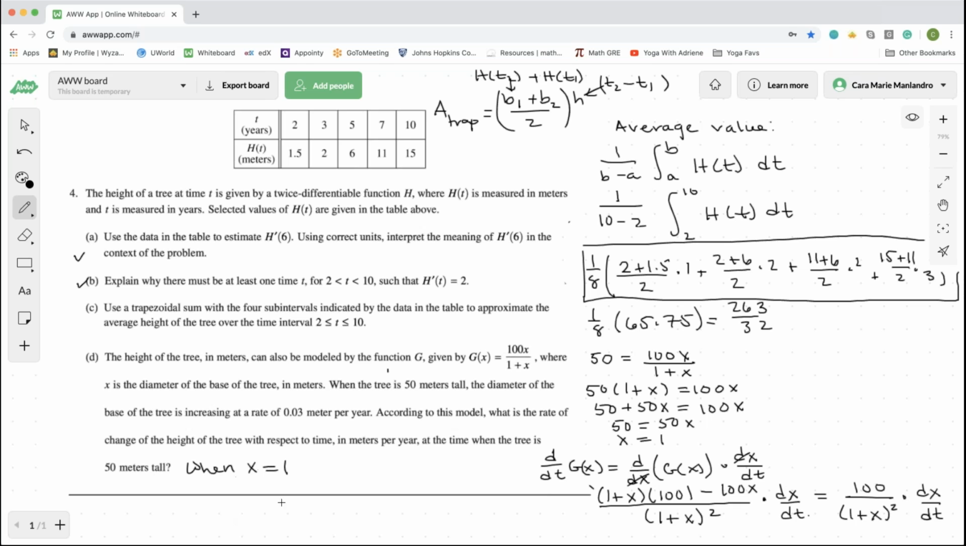And then we can go ahead and just plug in our numbers. So 100 divided by 2 squared times the 0.03, which gives me 3 over 4. And then we want to make sure that we have the right units. So this is meters per year. Okay, does anybody have any questions? Okay, everything clear?